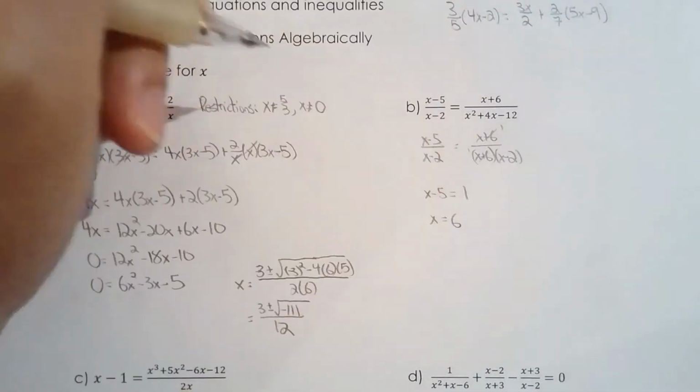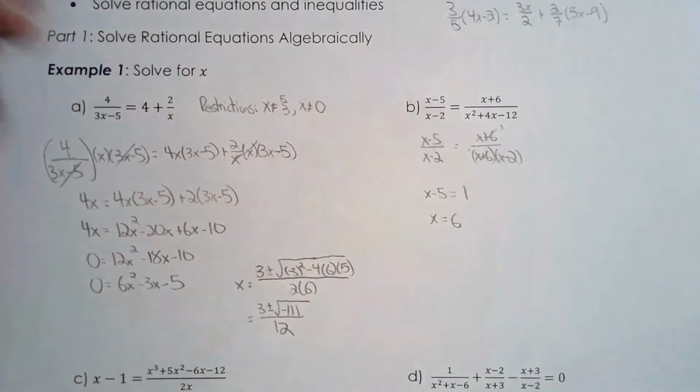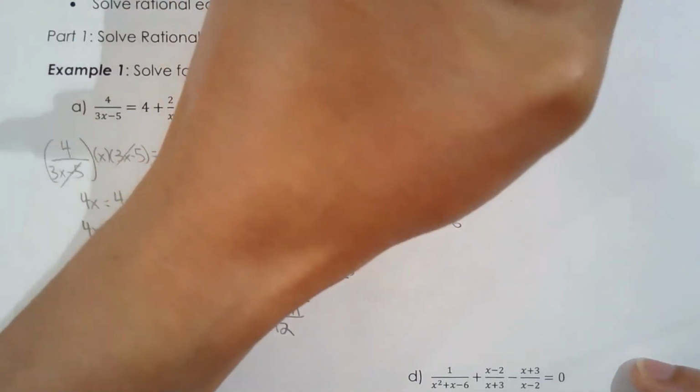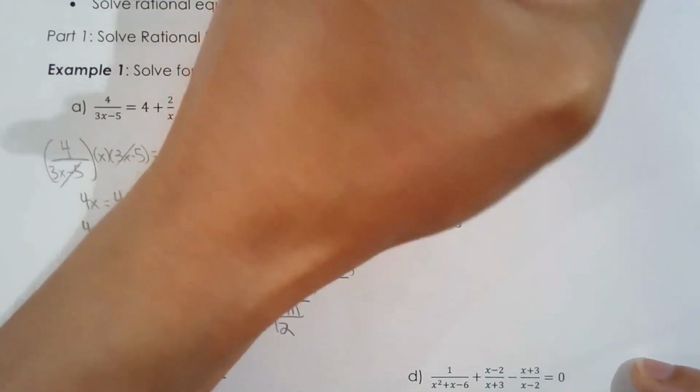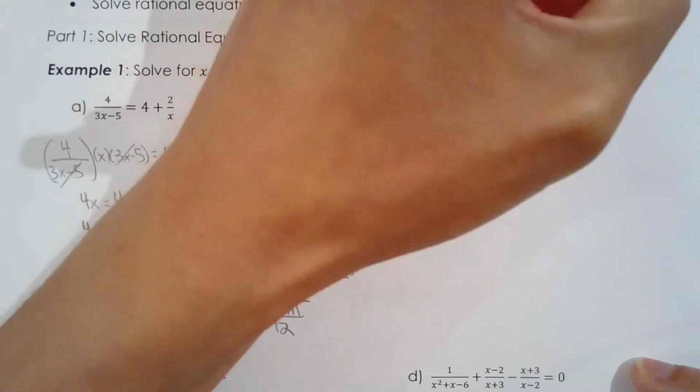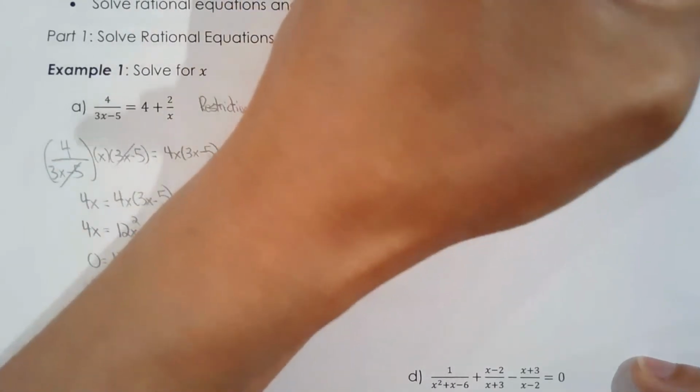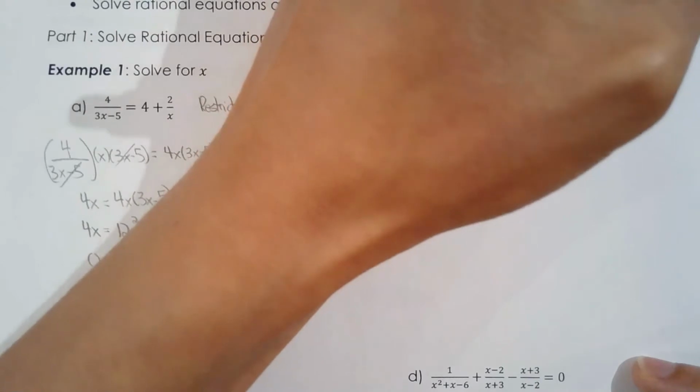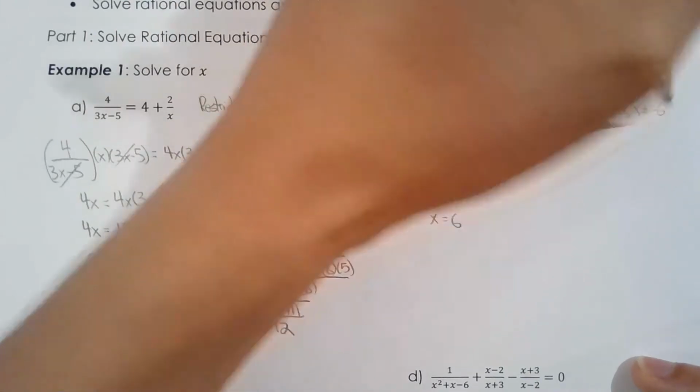Is this a correct solution? Well, I don't really know. We have to check if it matches up with one of our restrictions. So what are the restrictions? X cannot be 2, nor can it be negative 6.